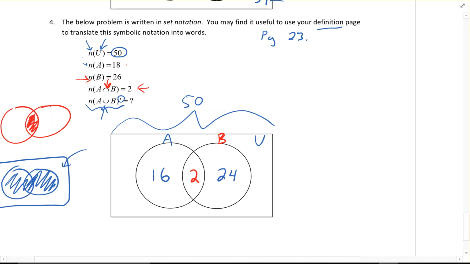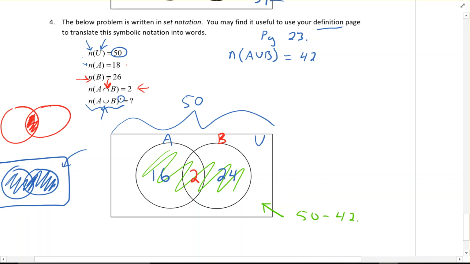16 plus 2 plus 24 is going to be 42. So we could say right now that N of A union B, without the little tick up top, is equal to 42. This entire thing here would be 42. We want the complement of that, so all we have to do to figure out the outside is take our universal set of 50, the whole thing, and go 50 minus 42, which is 8. So the complement of A union B would be 8.